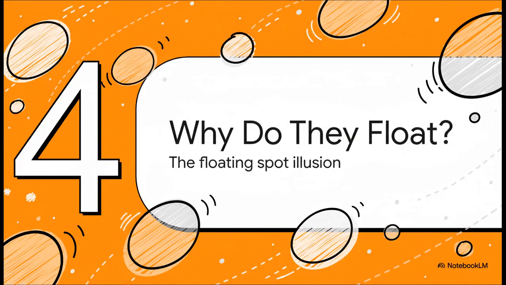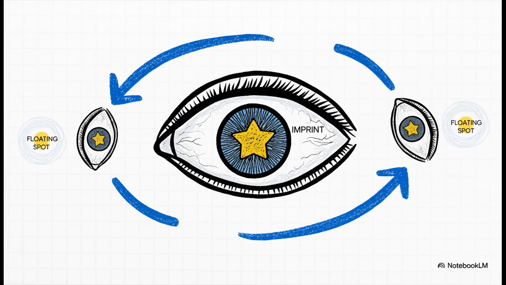All right, so that explains the spots themselves. But what about that other weird part of the whole experience? You know, the fact that they seem to just drift and float around? What's up with that? The reason they float is actually brilliantly simple. That imprint of the light is physically fixed on a specific spot on your retina. So naturally, wherever your eye moves, that little imprint moves right along with it. Your brain is just processing that leftover signal, but since there's no new external light to anchor it in place, the spot just follows your gaze. It's not an object floating in the room, it's the echo moving with your eye.